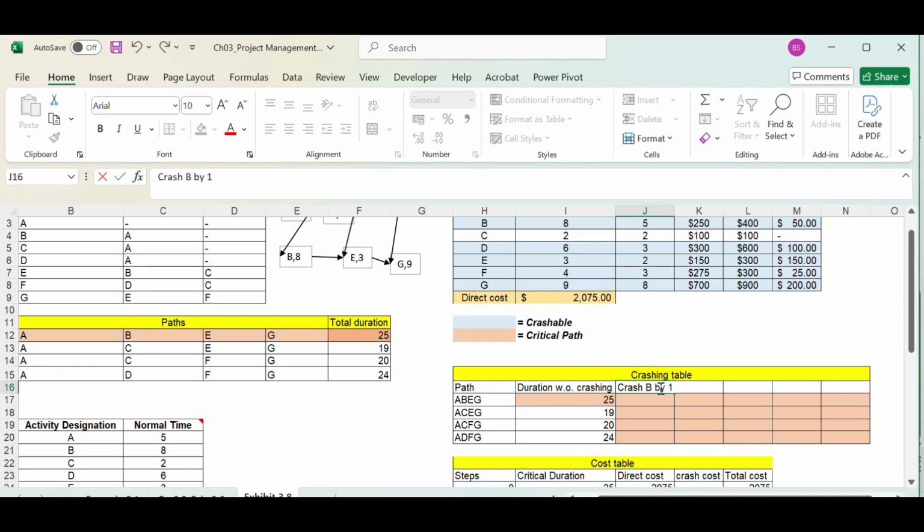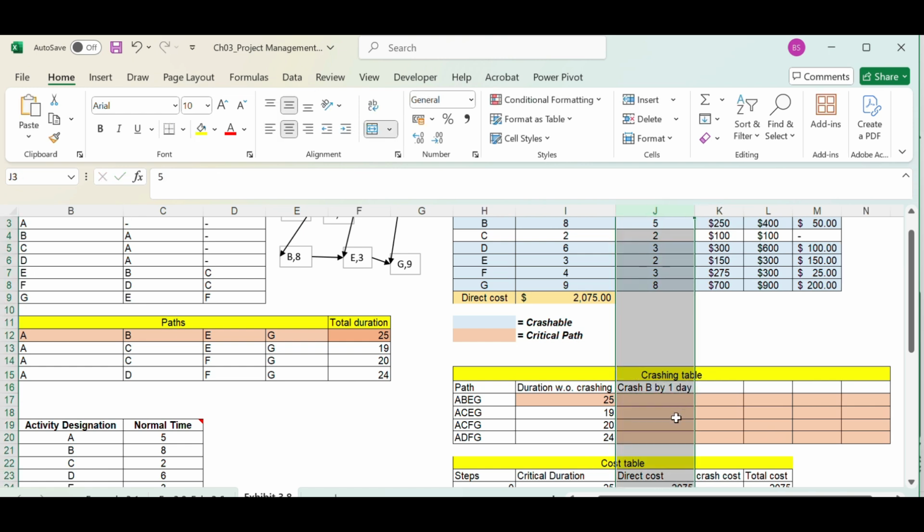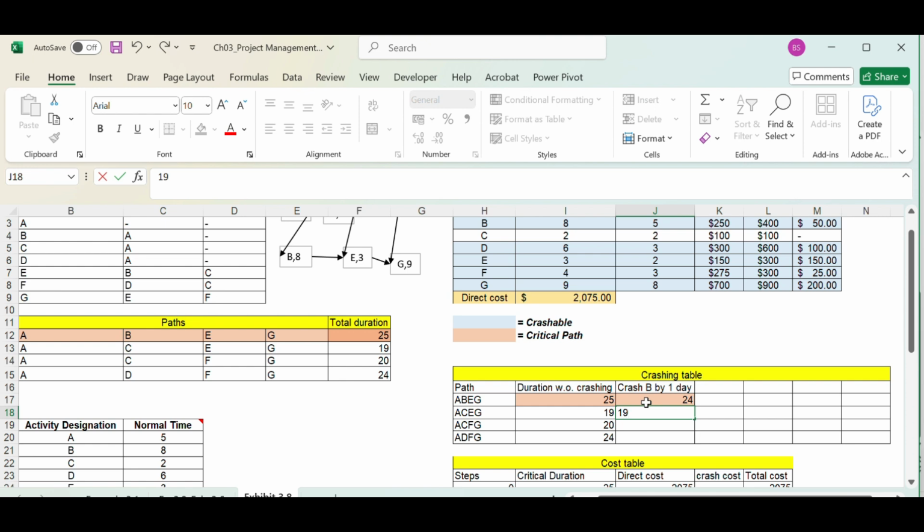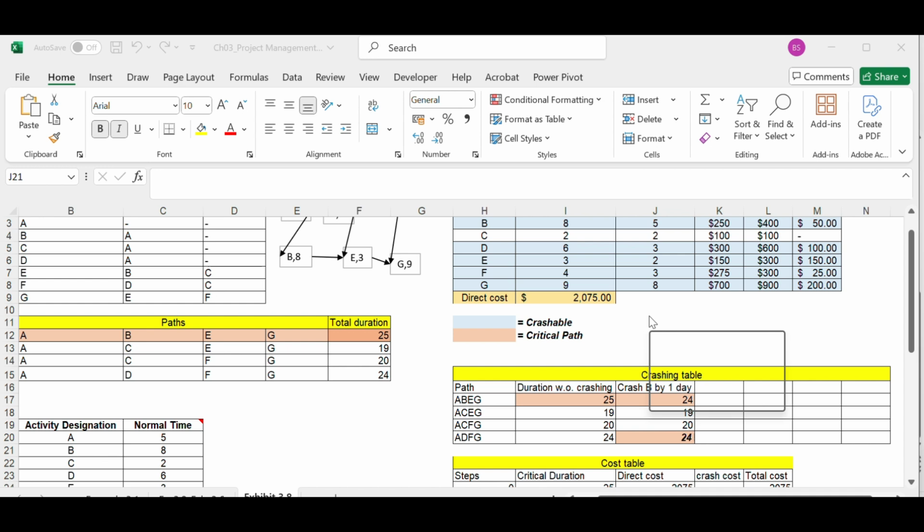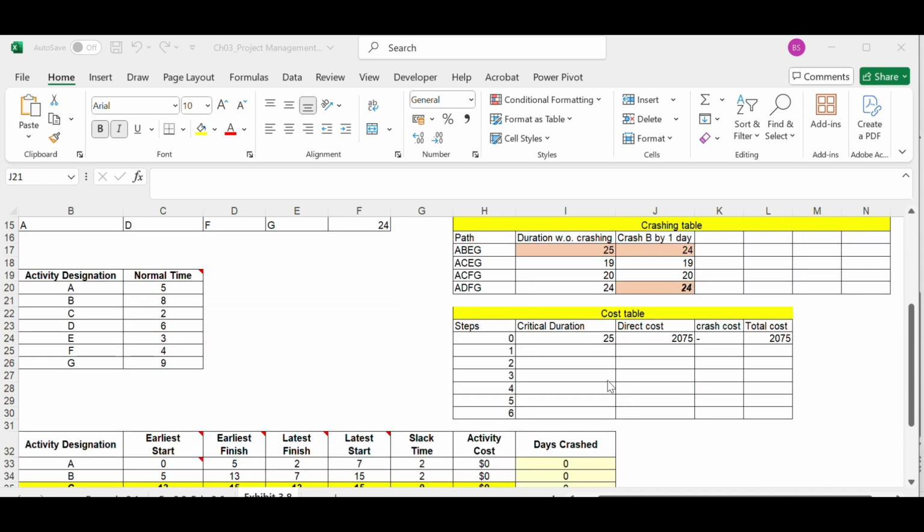By one day. The time duration will be 24. This doesn't have B, so it's 19. It's 20. And this one also doesn't have B, so it's 24. So we have two critical paths when we crashed B for one day. Now, what is the cost involved in crashing B for one day? The critical path is 24. The direct cost is 2075. The crashing cost is $50, and therefore the total cost is 2125.